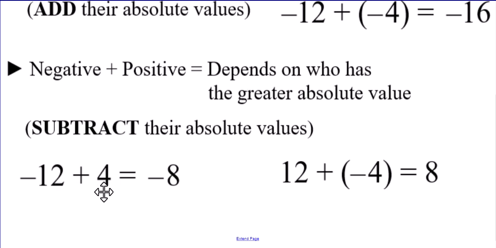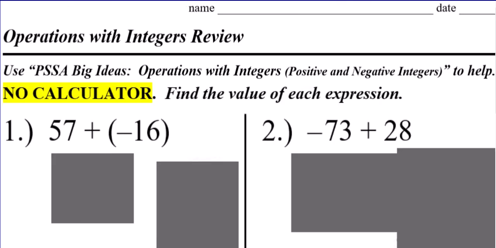So here with negative 12 plus 4, negative 12 is the bigger absolute value, so the answer is negative. Here, if it's positive 12 plus negative 4, again, different signs, so I'm going to subtract in my head, but the positive number this time has the greater absolute value, so the answer will be positive. So with that in mind, back to the worksheet. Let's do some problems together.